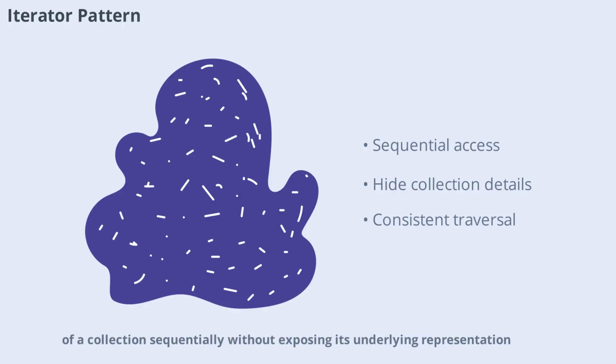The iterator pattern provides a way to access elements of a collection sequentially without exposing its underlying representation. In Java, iterators are a core part of the collections framework, allowing you to loop through lists, sets, and maps in a consistent way. This pattern makes it easy to traverse complex data structures.